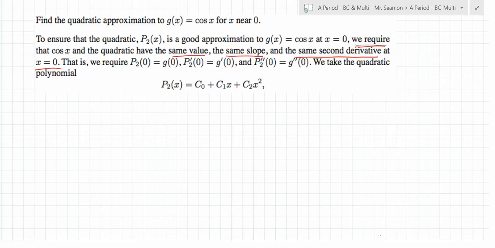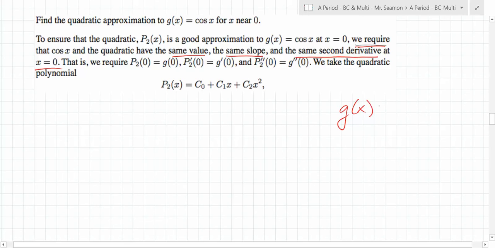So what we're saying is, here's our function right here. g of x is cosine x. So help me out here. What's g prime of x going to be? Oh, come on. Negative sine of x. You're like, oh, I got to crack that open. Okay, what's g double prime of x going to be?